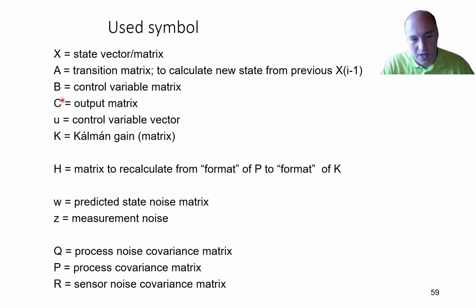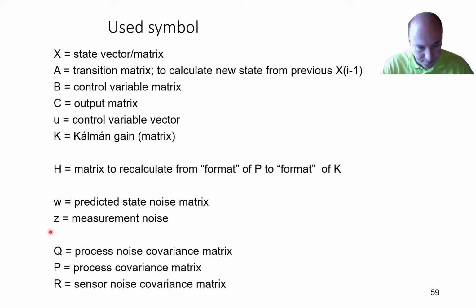C will be the so-called output matrix. We'll see later how to form that. So this is related to how we get the measured values. H will be a matrix that I will use to recalculate from the format of P to the format of K, where K is the Kalman gain, and P will be the so-called process covariance matrix. Here we have the two noises. W is the predicted noise from my calculation, and Z is the measurement noise, so that is coming from the sensor.